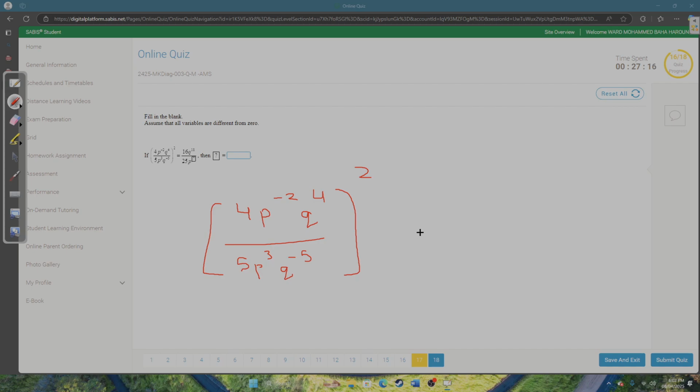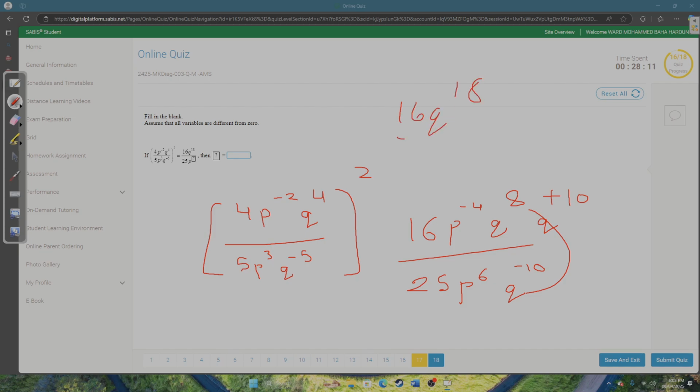Okay, so we know that. Now if you power everything by 2, it's 16, because 4 times 4 is 16. P to the minus 4, because 2 times negative 2 is minus 4. And Q to the 8, and 5 times 5 is 25. P to the 6, Q to the minus 10. The numbers that have negative powers, we flip them. We take them up, or like this one, we take it down. Q to the minus 10 becomes Q to the 10 on top, and this one becomes 4 plus 6. So it's 16, Q to the 18, and down is P to the 10.